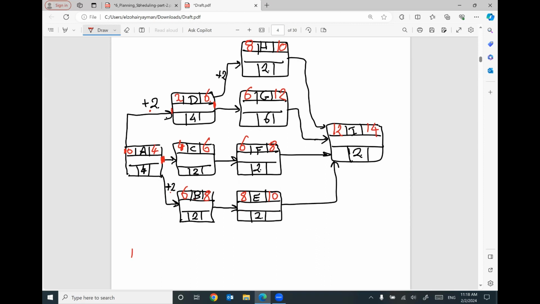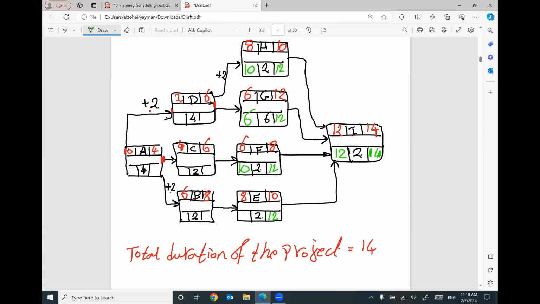So I can say the total duration of the project equals 14 days. Let's move backward. The path I can start is 14, minus 2 will be 12. We have here 12, 12, 12, 12. 12 minus 2 will be 10, 12 minus 6 will be 6, 12 minus 2 will be 10, 12 minus 2 will be 10. This 10, minus 2 will be 8. This 10, minus 2 will be 8.